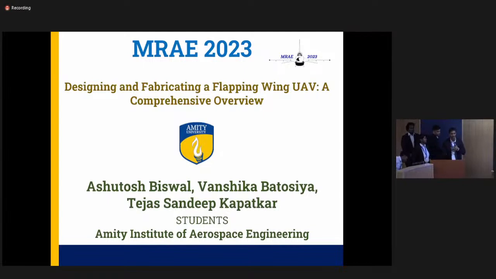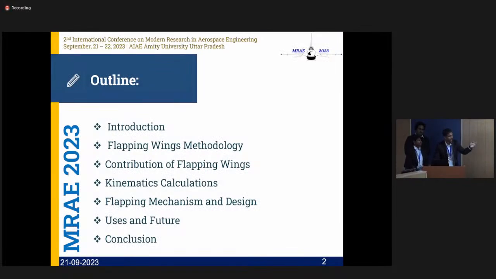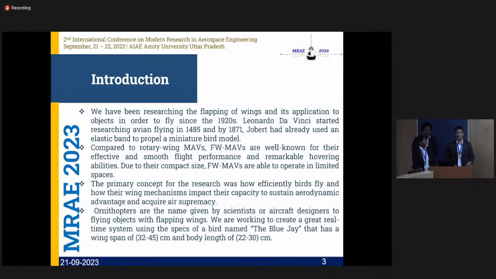So myself Ashutosh, Vanshika and Tejas. Today we are going to present our paper titled Design and Fabrication of Flapping Wing UAV. So this is the outline. We'll talk about introduction, the methodology, the wings, the calculations, how we designed and fabricated the UAV, some of its scope and the conclusion. So basically, I'd like to start with the question: what is an ornithopter?